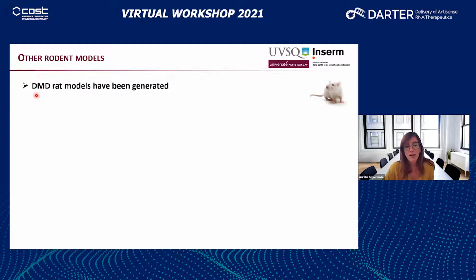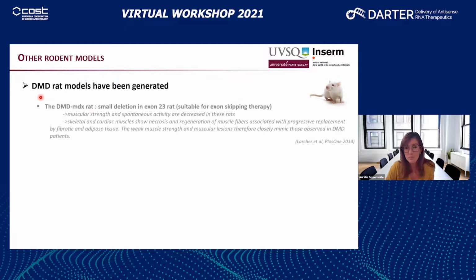Other rodent models that have been generated to try to get a more severe phenotype are the rat models. One of the first rats was created with a deletion in exon 23 by a French group in 2014. And it does look like the rats are indeed more severe. They have decreased muscular strength and spontaneous activity. They clearly have necrosis and regeneration associated with progressive replacement by fibrotic and adipose tissue. So they look like they mimic the DMD phenotype a bit more.